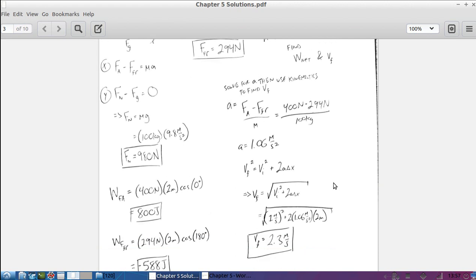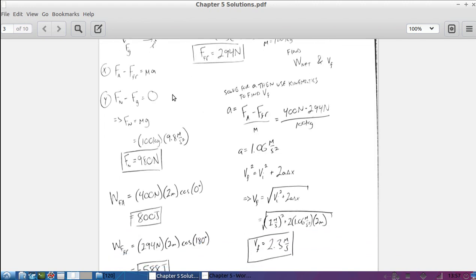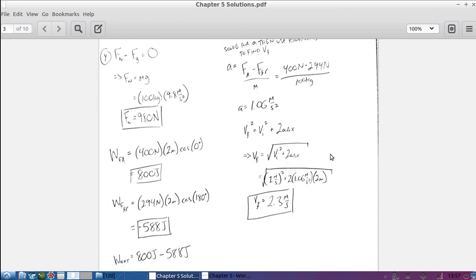It's positive, which is good. And that makes sense too, because the applied force is greater than the friction force. So I've got a net force in the positive x direction, and an acceleration in the positive x direction. So that's good. 1.06 meters per second squared is what I got.